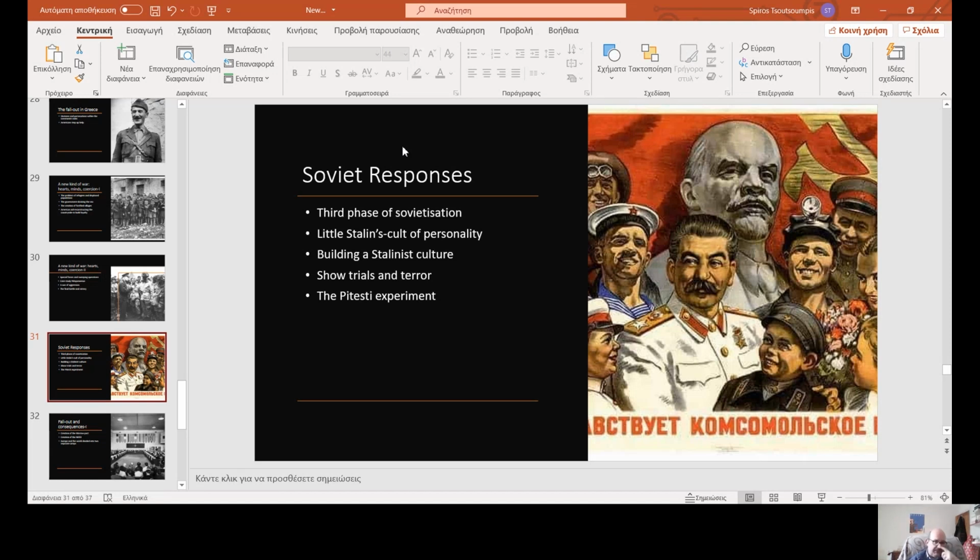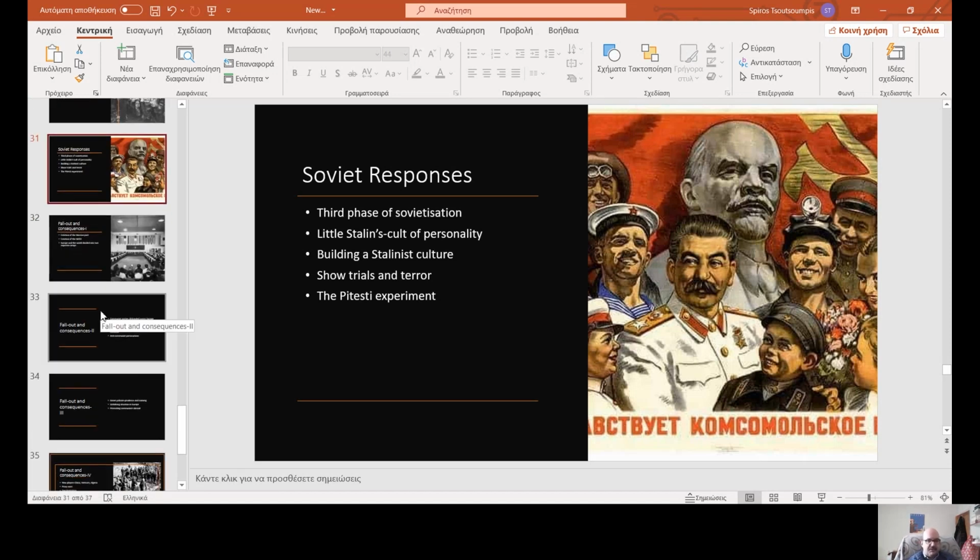An example of this terror was the Pitesti experiment in Romania. The communist regime in Romania arrests thousands of intellectuals and puts them into this Pitesti prison, and there they use torture and brainwashing tactics to turn them from anti-communist to communist. So torture, show trials, execution, and Stalinist policies are widespread across Central and Eastern Europe, which now becomes a complete dependency of the Soviet Union.